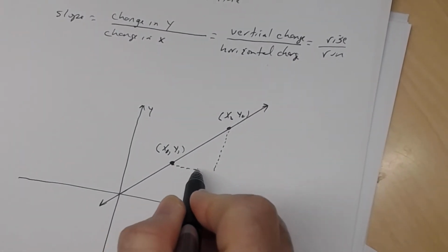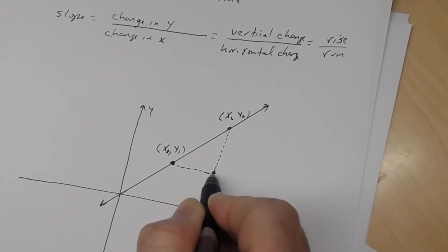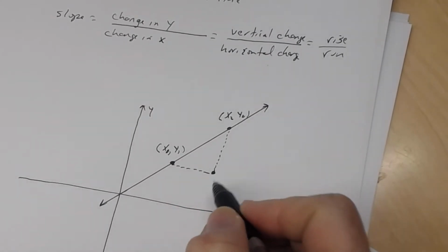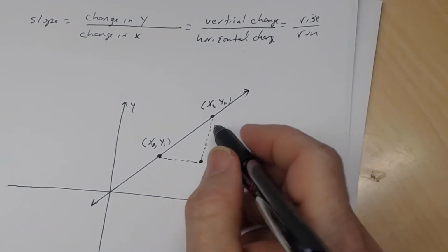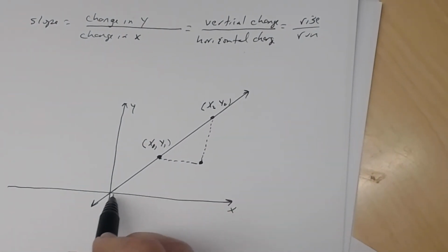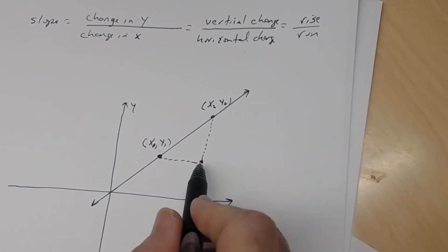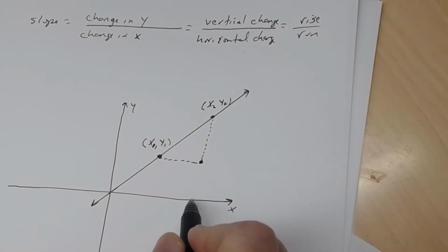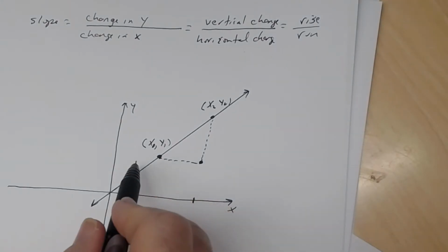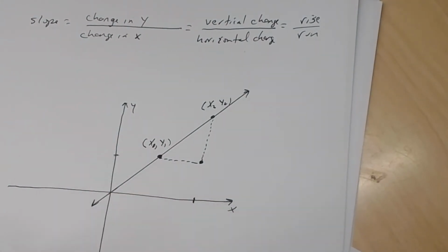Okay, so I'm going to draw the right triangle just like I did before. I'm going to find this point here. And so when I find this point, remember, you're looking at this point here, so you have to look at this x value in the x-axis, and you have to look at this y value.